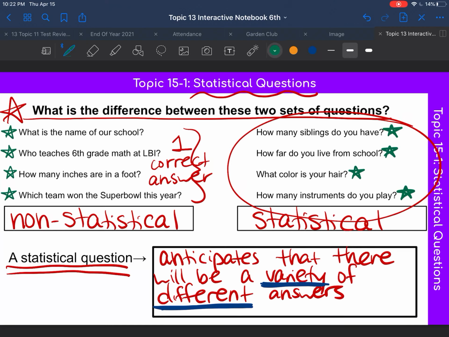So knowing that, it is also not a yes or no question. Because you can ask someone, do you like baseball? And one person could say yes, one person could say no, another one could say no. You are technically getting different answers because you're getting yes and no, but it is not a variety of different answers. It's just two answers multiple times. So a statistical question anticipates that there will be a variety of different answers.